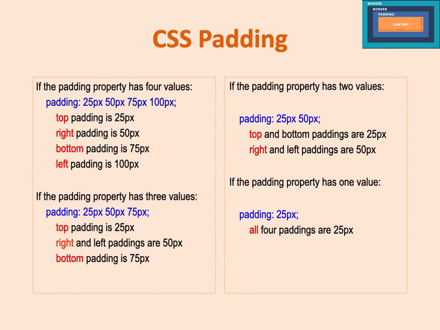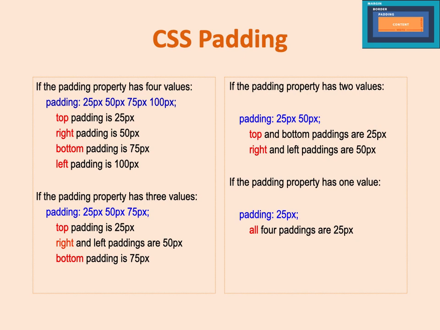We will see some more examples. If the padding property has four values, the top padding will be given the first value, right padding will be given the second value, bottom padding will be given the third value, and the fourth value is assigned to left padding. In our example, padding colon 25px, 50px, 75px, 100px, top is given 25px, right is given 50px, bottom padding is given 75px and left padding is given 100px.